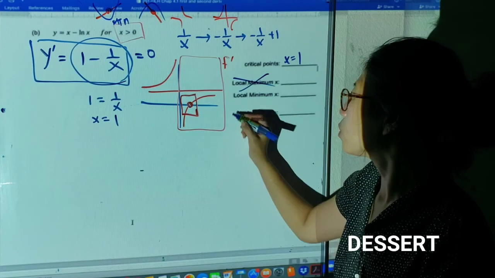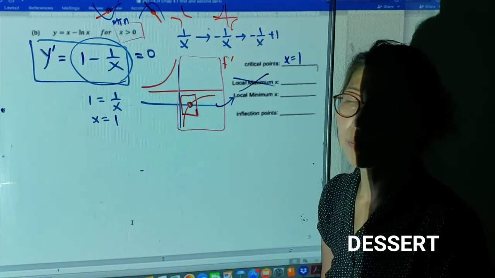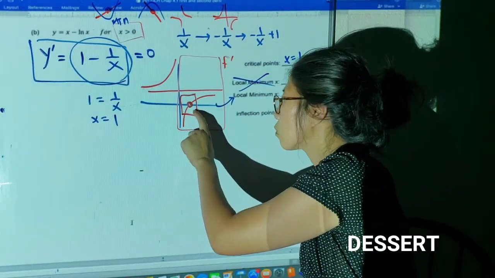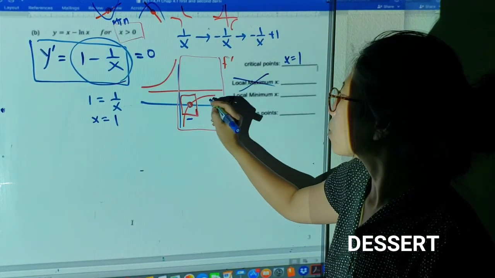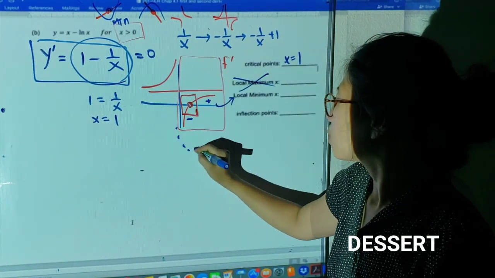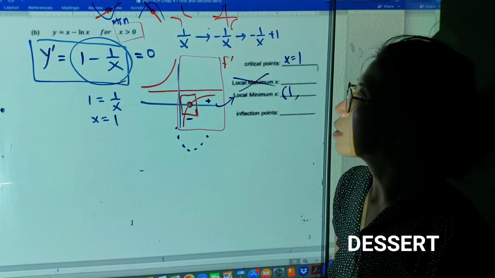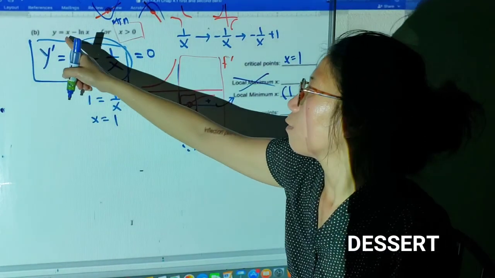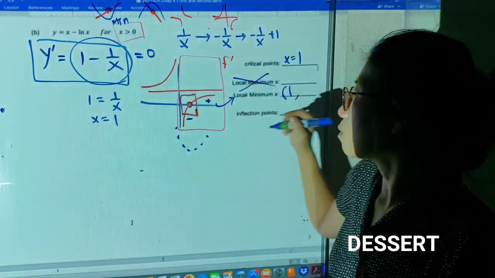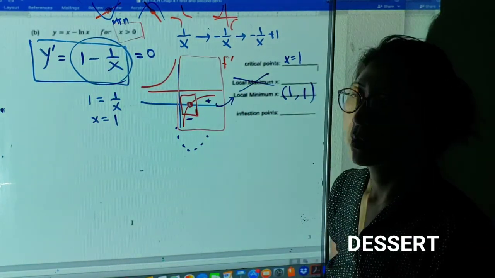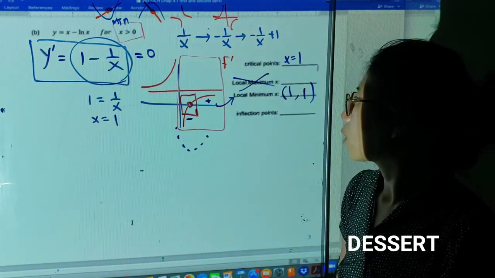You have to show, you cannot just say this one is a minimum. So you have to show me by the graph, and if it's negative to positive, then it has to be this shape, a local minimum at 1. If I plug in 1, what do I get? 1 minus natural log 1 is 0, so 1 comma 1. So I get a local minimum at 1 comma 1.